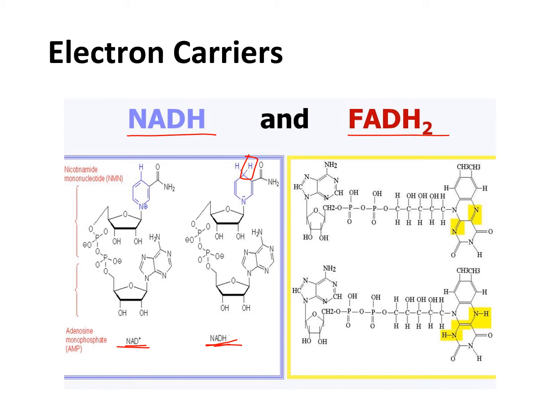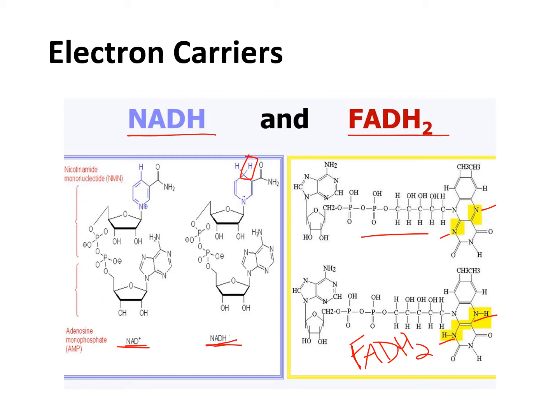FADH2 is similar. FAD starts out here. This is FAD, and a hydrogen will be added. Actually, 2 hydrogens will be added. And when the 2 hydrogens are added, now this is the FADH2 molecule. Okay, so now the FAD is reduced into FADH2. So again, it gained electrons, gained hydrogens, it gained energy.